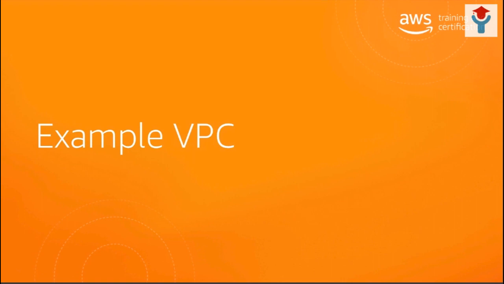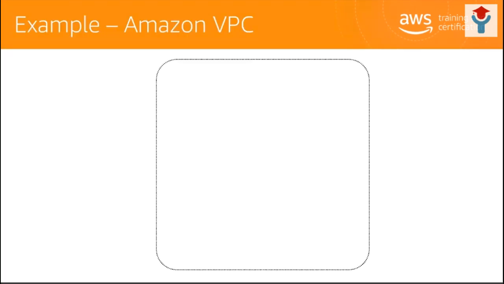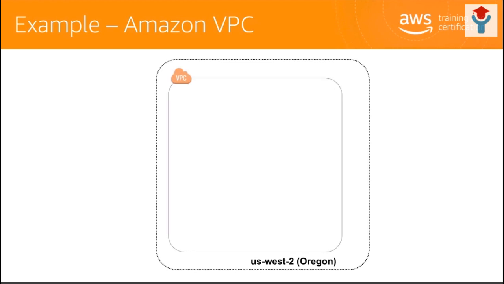Let's design an example Amazon Virtual Private Cloud that we can use to start deploying compute resources and AWS services. We'll create a network that supports high availability and uses multiple subnets. First, since VPCs are region-based, we need to select a region. I've selected the Oregon region. Next, I'll create the VPC.